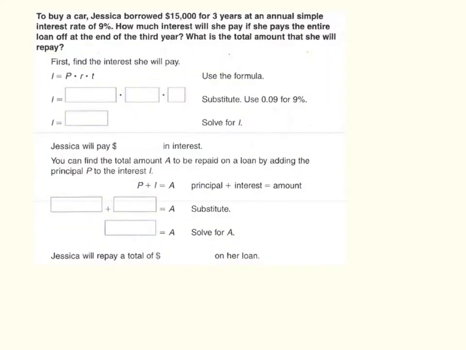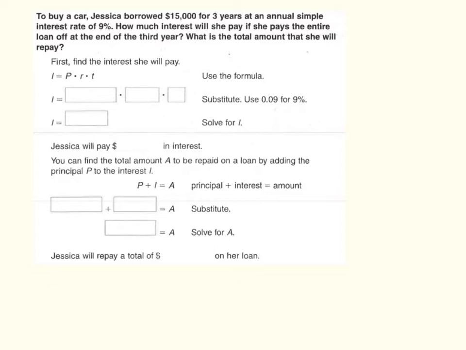The first example we'll do is Jessica is borrowing $15,000 to buy a car. She borrows it for 3 years at a simple interest rate of 9%. So how much interest will she pay if she pays the entire loan at the end of the 3rd year? And what is the total amount that she will have to repay?